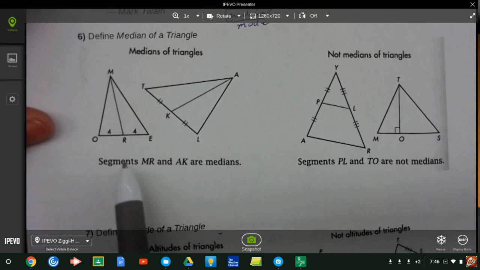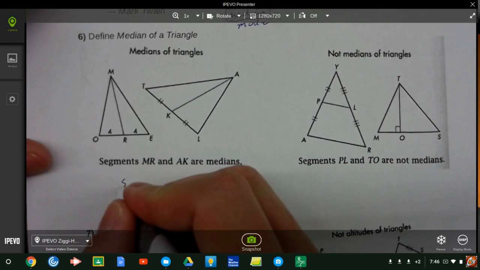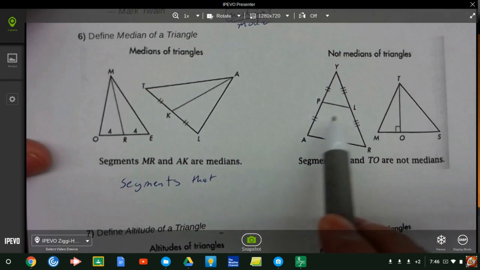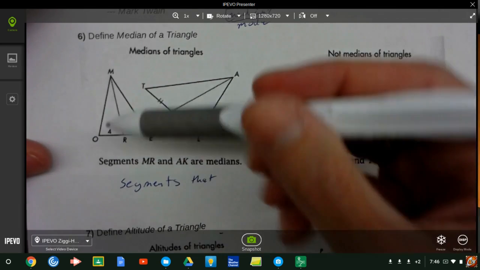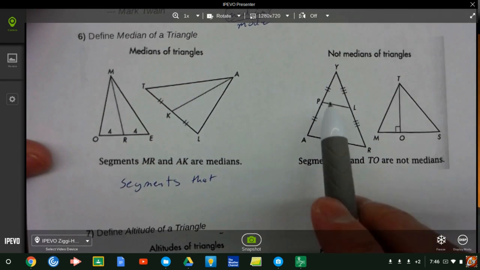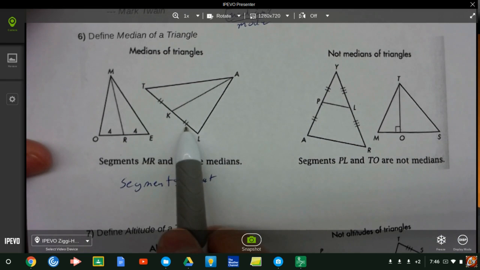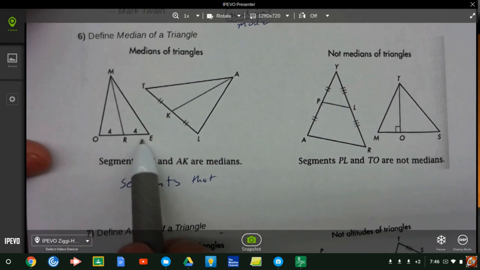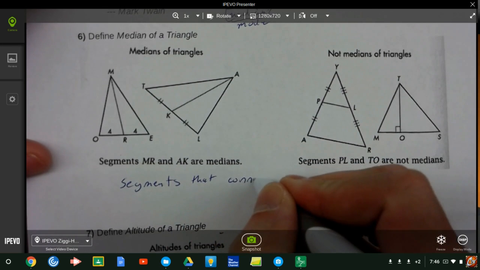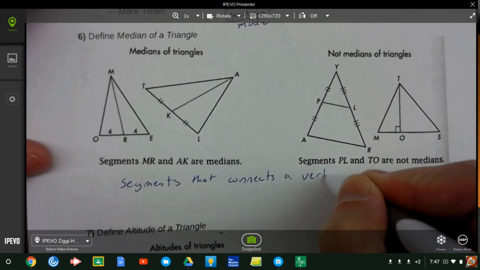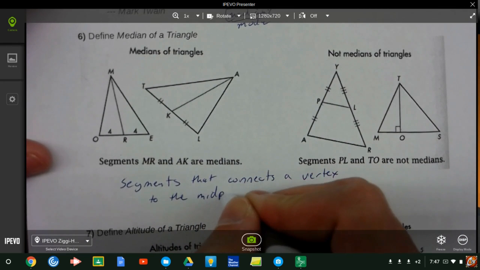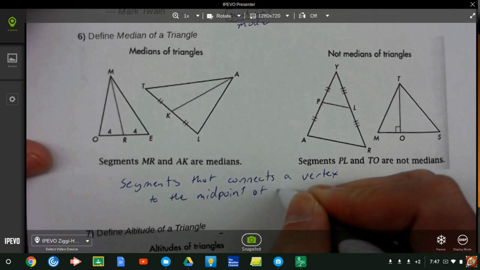Okay, so one thing to know about medians, they're segments, right? So medians are segments, first of all, and look where they're connecting, from one angle to a side, one angle to a side, not two sides. This one's connecting an angle to a side, but a little different. Look at the side that it's connecting to. These two are the same, those two are the same, these are not the same. So a median is a segment that connects a vertex to the midpoint of the opposite side.